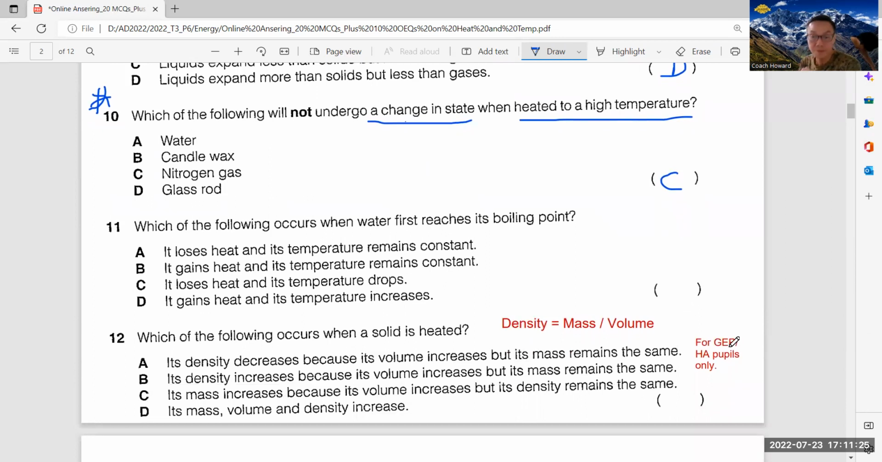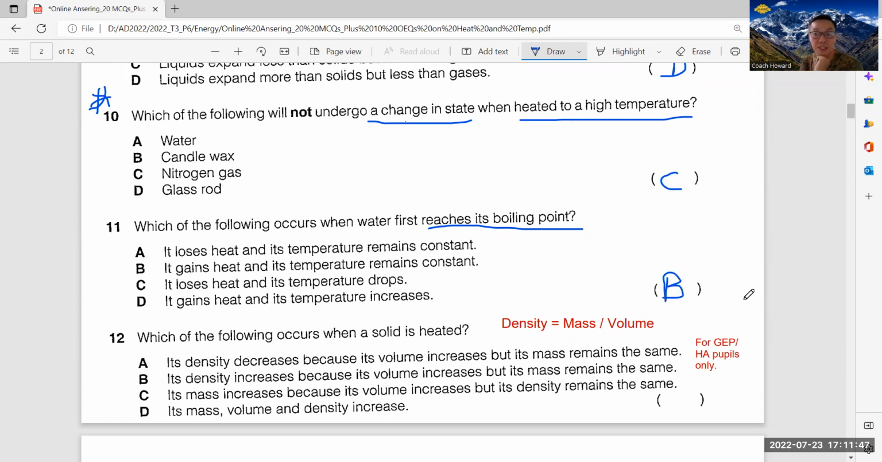11, which of the following occurs when water first reaches its boiling point? Okay, reaches its boiling point, you must understand it is boiling. So the temperature will stay at boiling. So it won't change. So it's either A or B. Okay. So answer is B. Yeah.